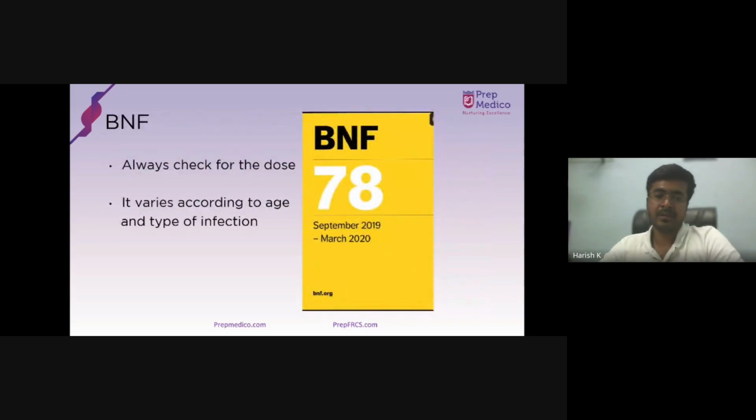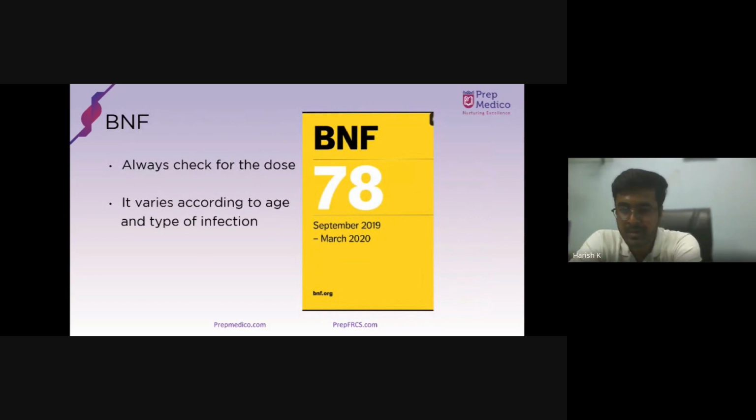Okay, the BNF. As I was telling you, sometimes you'll be provided the dose and the medication. In that condition, no need to worry, but you still need to cross check. Opening the BNF and checking the drug is very important in a prescription scenario. So always cross check if you are given the infection or disease. Go and check the given condition, for example pneumonia, check for the page number and go there.